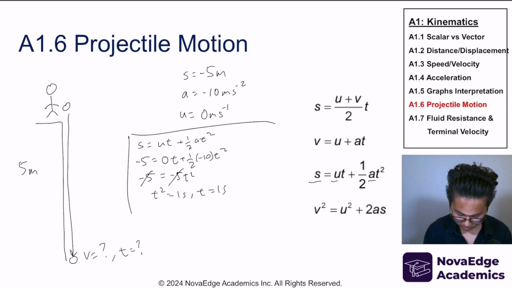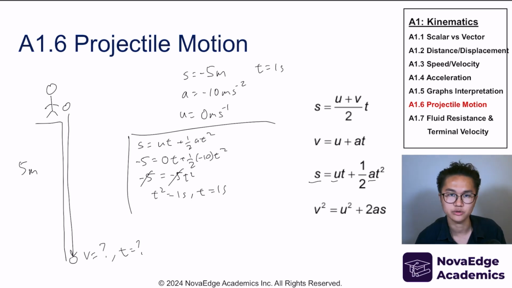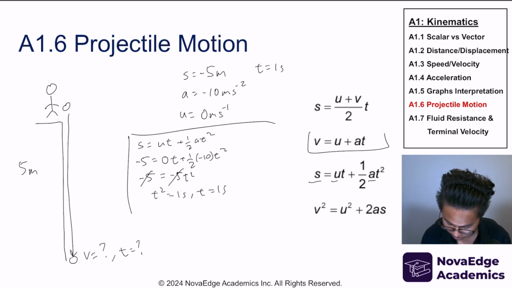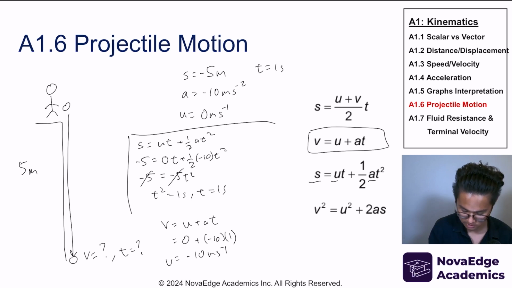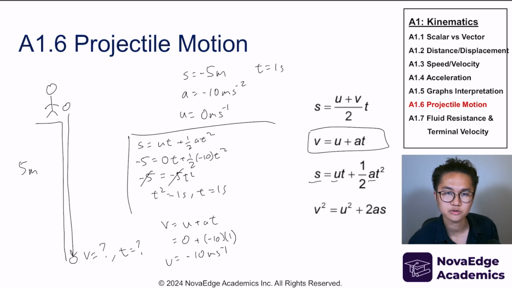Let's find out v then. Okay, so now we know t, so I'm going to write it down here. How do I find v? I can actually use any other formula. Well, let's use this one, for example. v is equal to u plus at. So that's equal to 0 plus -10 times t, which is 1. So that's equal to -10 meters per second. So when the ball hits the ground, it hits at -10 meters per second. That was quite easy, right?